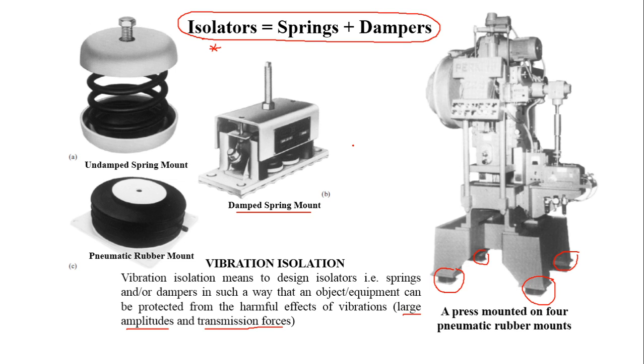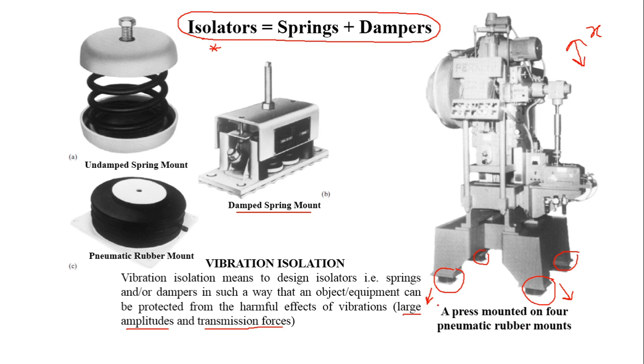So this means that, for example, if you consider this machine as a structure, and it is vibrating with some amplitude during its function, and this vibration is being transmitted to the floor, or maybe towards the foundation on which this machine is installed, you are going to protect that foundation. So you want lesser and lesser vibration to be transmitted to the floor.